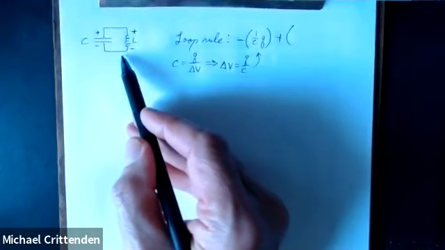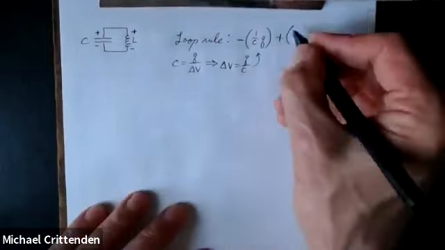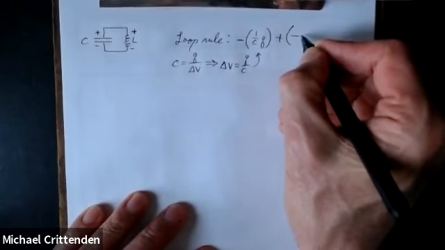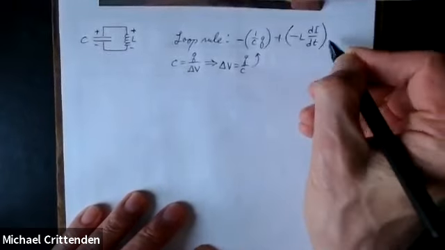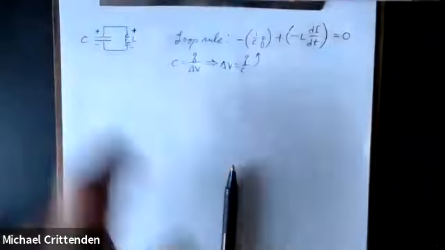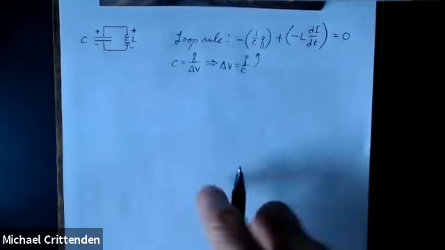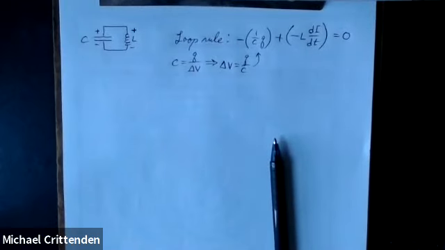Then you go across the inductor from low to high, which is why I've got a plus sign there, but the voltage across an inductor is minus L di dt, and that gets us back to our starting point. So here's the differential equation that governs this circuit. And somebody out there is going, oh no, not another differential equation, but hey, that's life.